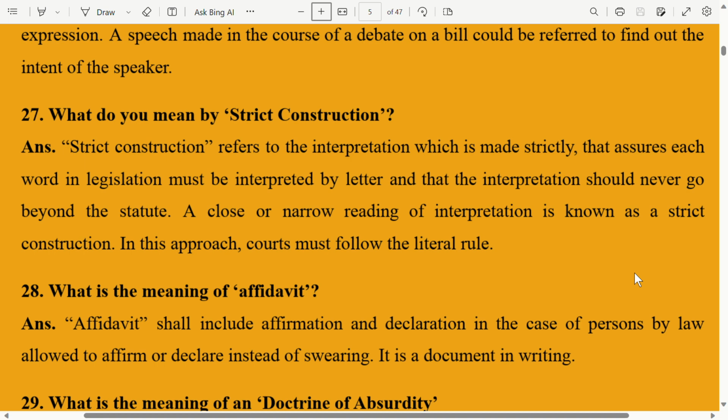What is the meaning of affidavit? Affidavit shall include affirmation and declaration in the case of persons by law allowed to affirm or declare instead of swearing. It is a document in writing.